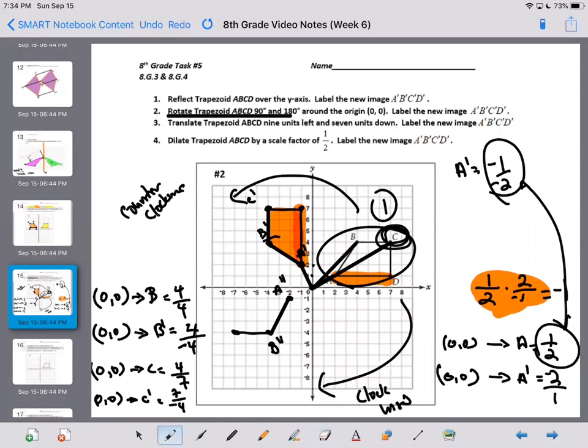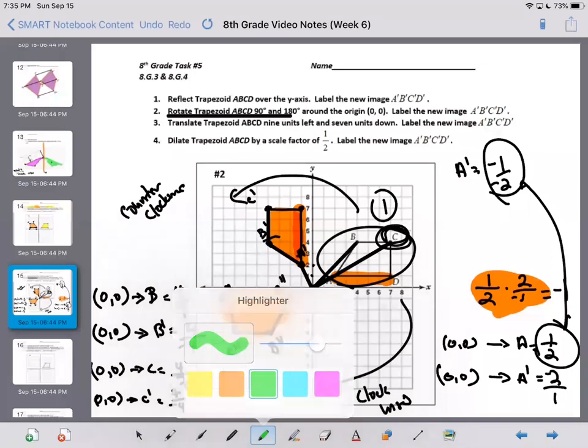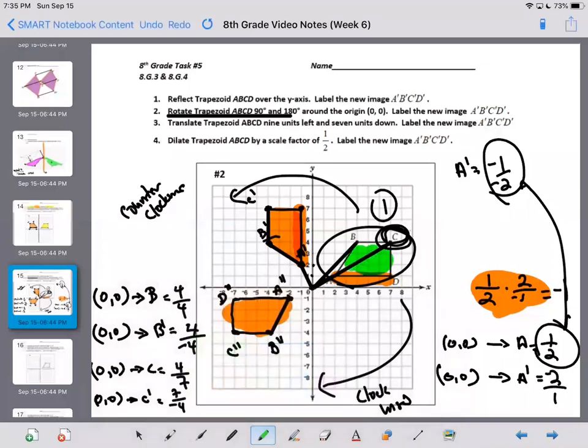And so see, there's C double prime. And then I know that D is going to be here to create the new trapezoid. So it's just a second rotation. That is a rotation of 180 degrees. So when we look at our pre-image to our first rotation and then a second rotation.